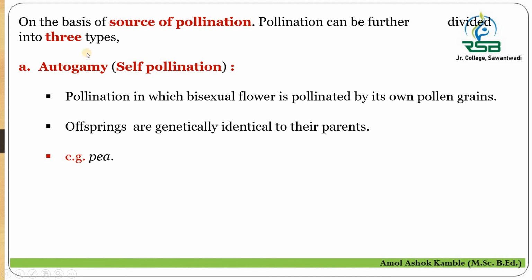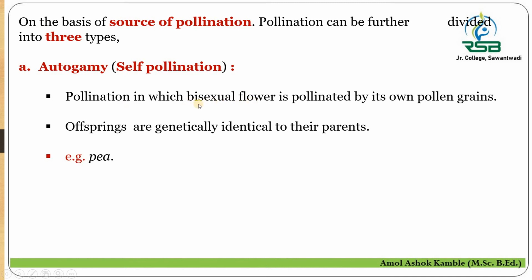Let us come to know the first, that is autogamy, which is also called self pollination. What happens in autogamy? In autogamy, the pollination, that is the transfer of pollen grains to the stigma, takes place in a bisexual flower.